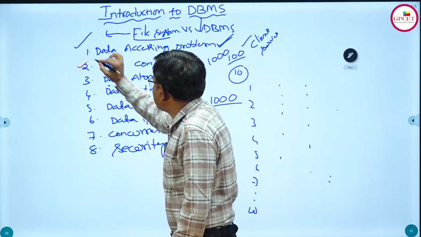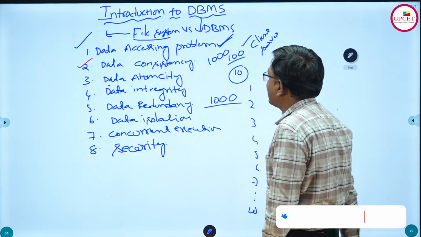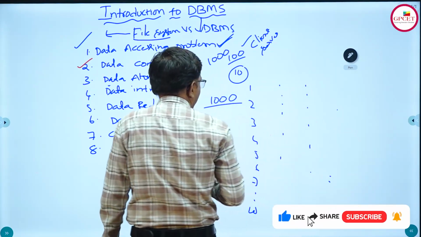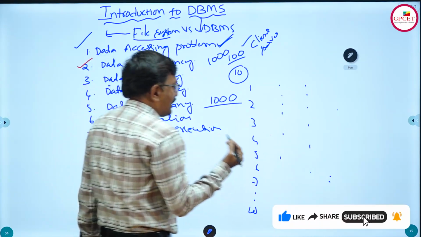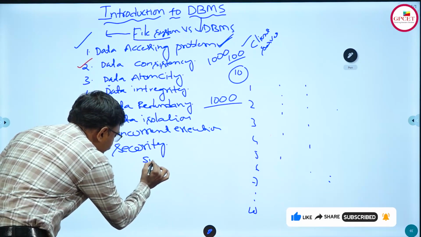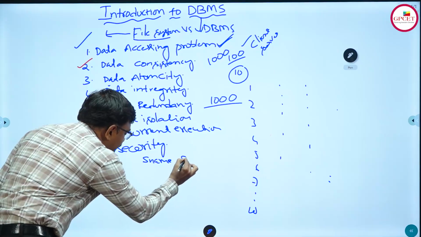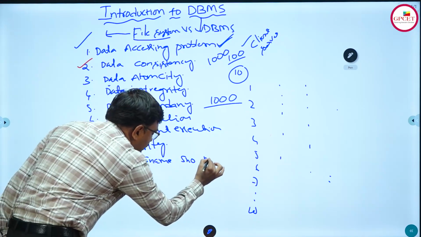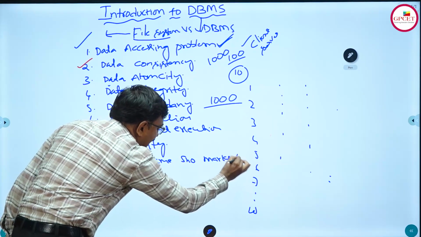Second one, data consistency. Okay, what is meant by data consistency? Observe here. Data consistency is nothing but, for suppose, here the same S name, S number, student number, and then marks, address.